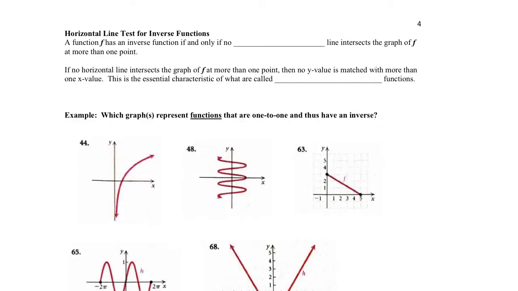So again, back to our horizontal line test for inverse functions. A function has an inverse if and only if no horizontal line intersects the graph of f at more than one point. And if no horizontal line intersects the graph at more than one point, then we know that no y value is matched with more than one x value. And that's the essential characteristic of what we call one-to-one functions.